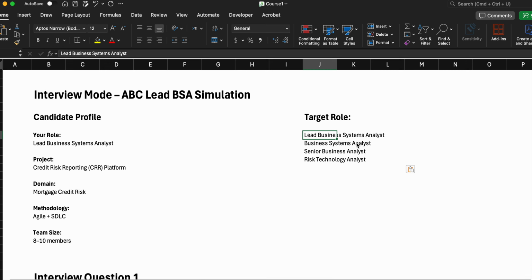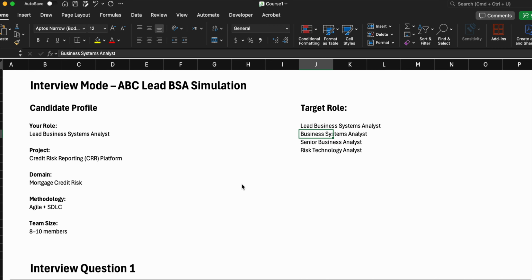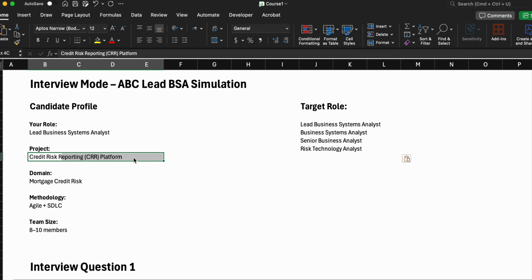Let's prepare for these target roles: lead business system analyst, senior business analyst, risk technology analyst. You just completed your credit risk application for a BSA project. Let's prepare a mock interview on how you can prepare for this role using your BSA project. So you completed the credit risk application.